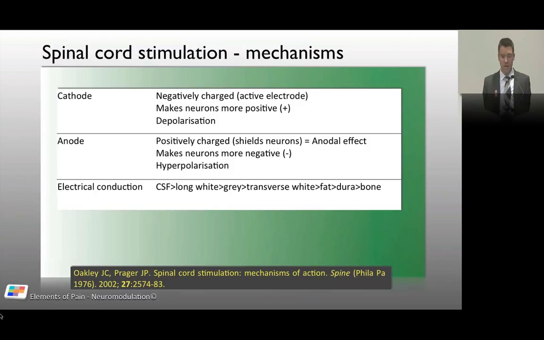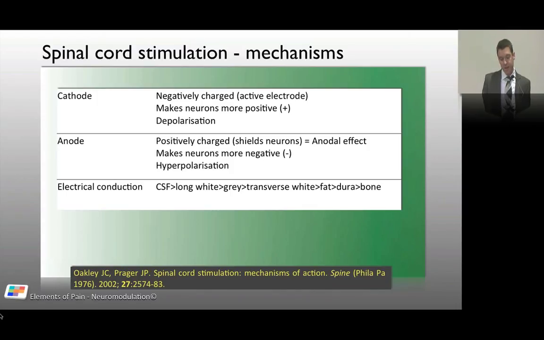There are 2 parts to the lead: cathodes and anodes. The cathodes are the negatively charged or active electrode, and they make surrounding neurons more positive and lead to depolarization. So cathode, negative, leads to depolarization. Anodes are the positively charged, and they essentially are there to shield surrounding neurons from the effects of the cathode, and that's called the anodal effect. So anodes are about hyperpolarizing surrounding areas and really shielding things.